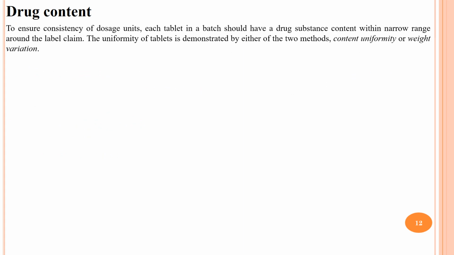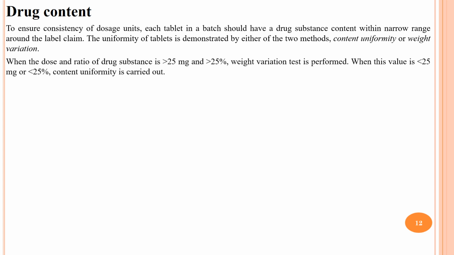To evaluate the tablets for drug content, to ensure the consistency of dosage unit, each tablet in a batch should have a drug substance content within a narrow range around the label claim. The uniformity of tablets is demonstrated by either of two methods, content uniformity or weight variation test. When the dose and ratio of drug substance is more than 25 mg or 25%, the weight variation test is performed. When this ratio is less than 25 mg or 25%, the content uniformity test is carried out.